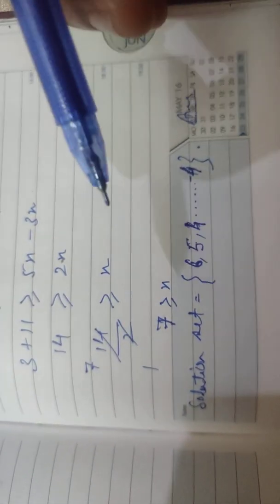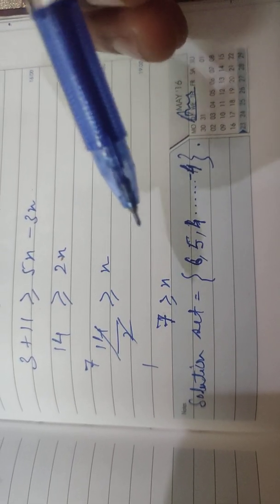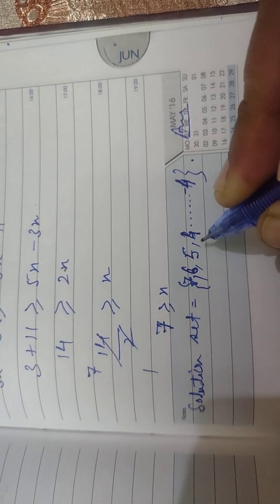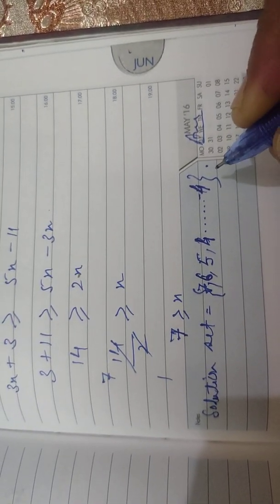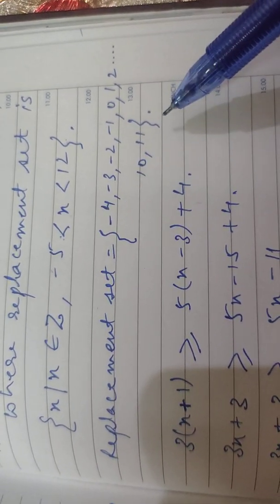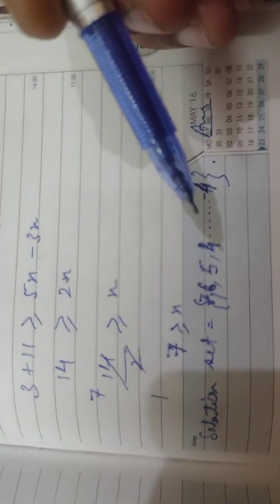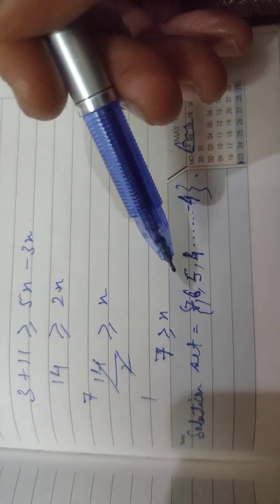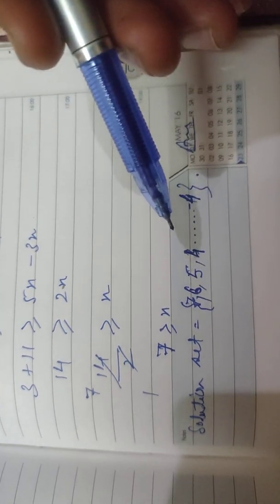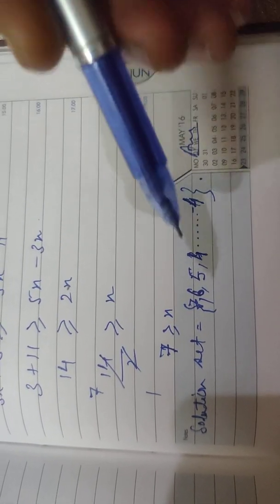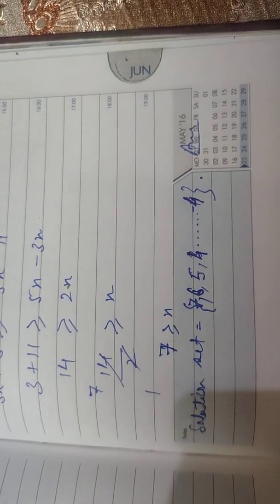Now in the solution set, you are going to include only those integers which are less than and equal to 7. So the first member will be 7 itself, then 6, then 5, then 4, and till -4, because in the replacement set the members got started from -4 till 11. So in the solution set we'll be including all the values which are either equal to 7 or less than 7. So 7, 6, 5, 4, 3, 2, 1, 0, -1, -2, -3, and -4. All these will be the solutions for this given inequation.